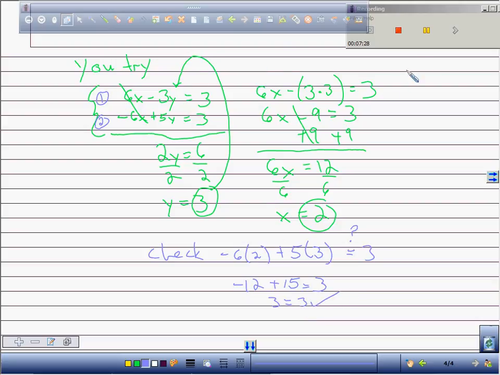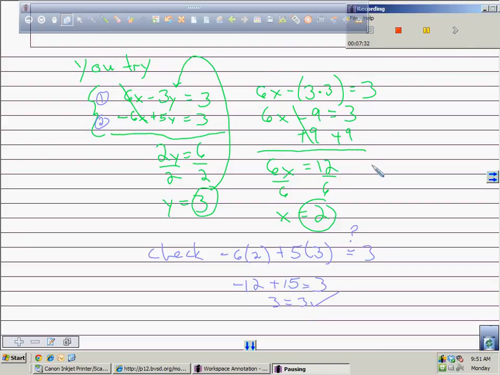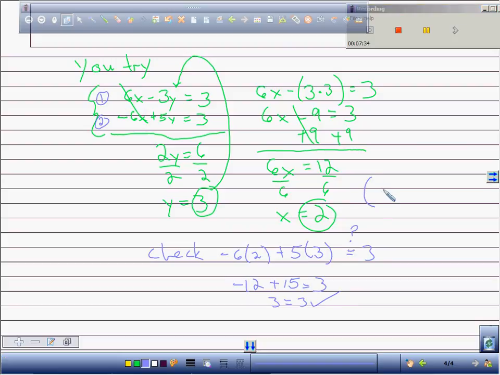Mr. Leader, don't we have to write that in an ordered pair? As an ordered pair, you should write that as (2, 3). Always x before y, just like in the alphabet, x and y.